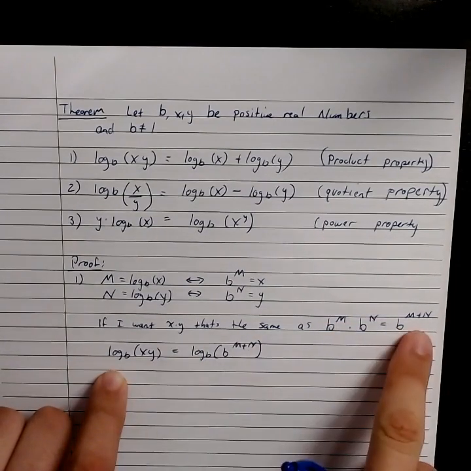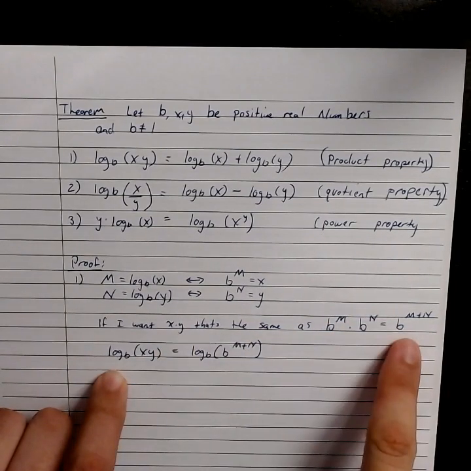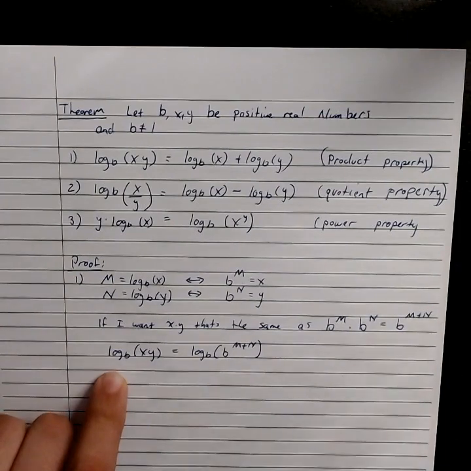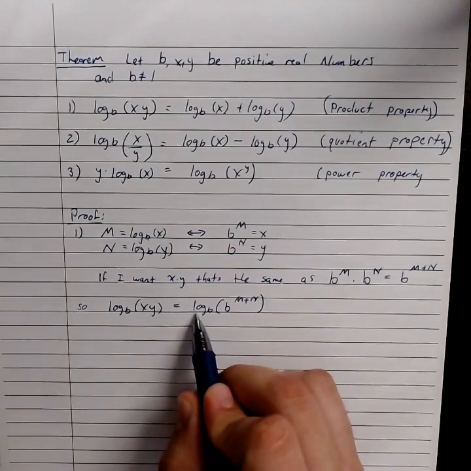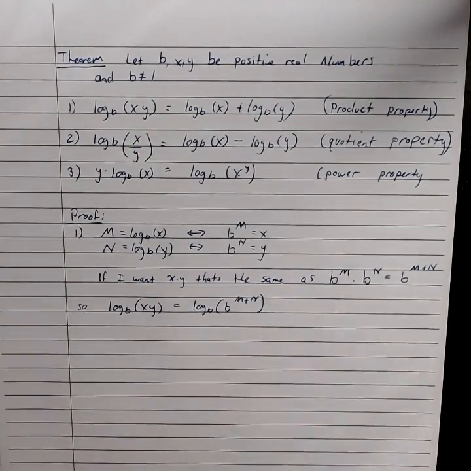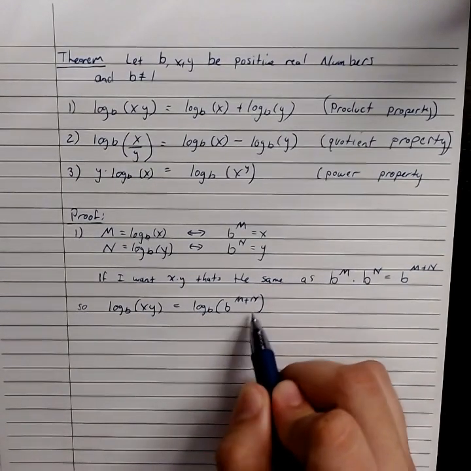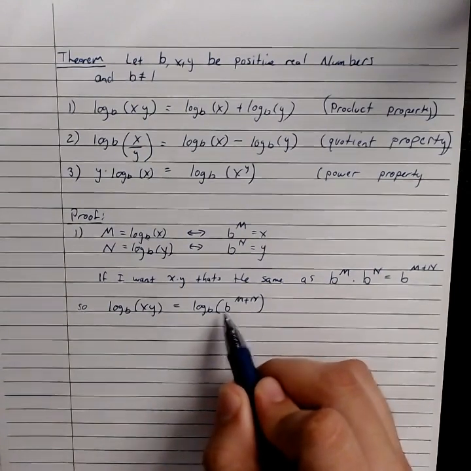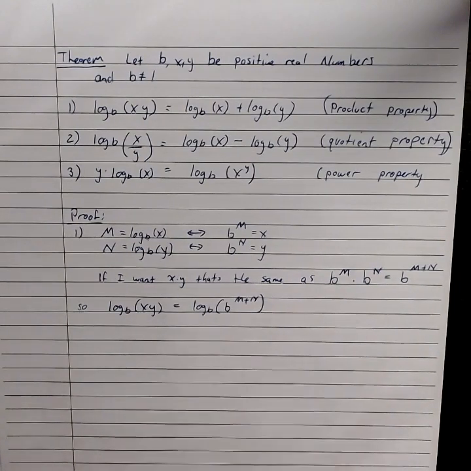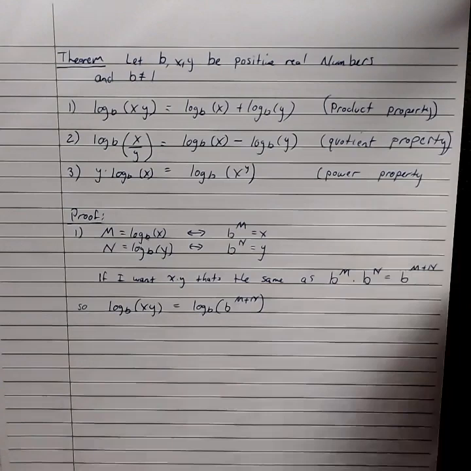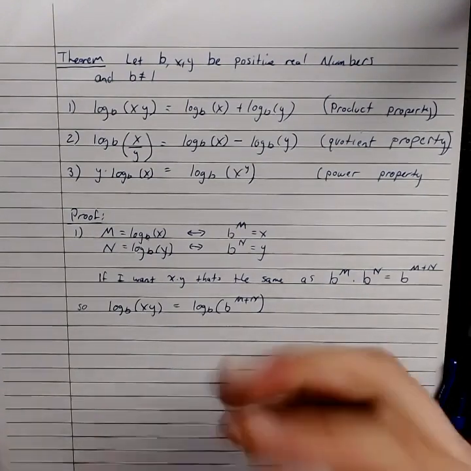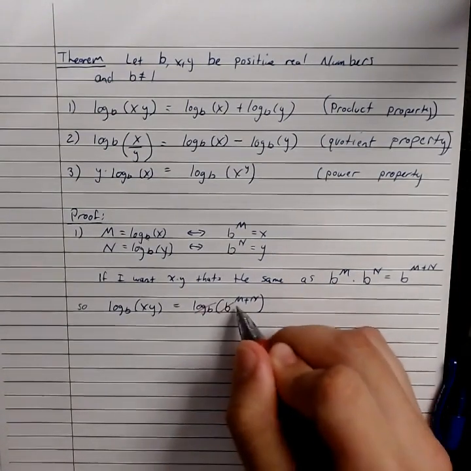If that is equal to that, then the log of this is equal to the log of that. But look, log base b of b to a power. This is an exponential with a base of e. This is a logarithm with a base of e. And since logarithms and exponentials are inverse functions as long as they have the same base, this will go away, and I'm simply left with m plus n.